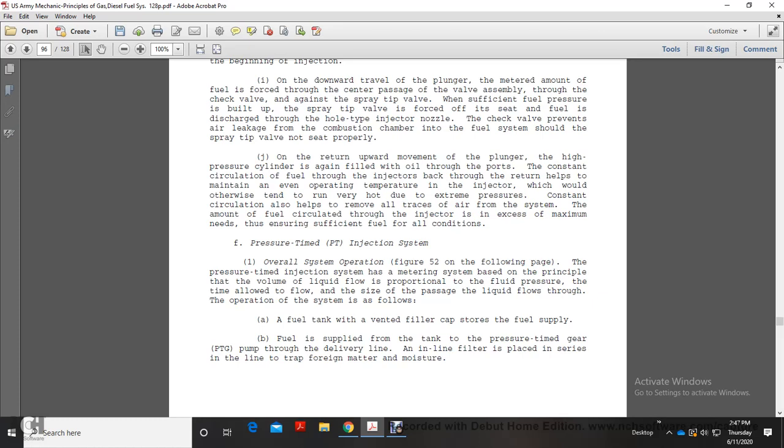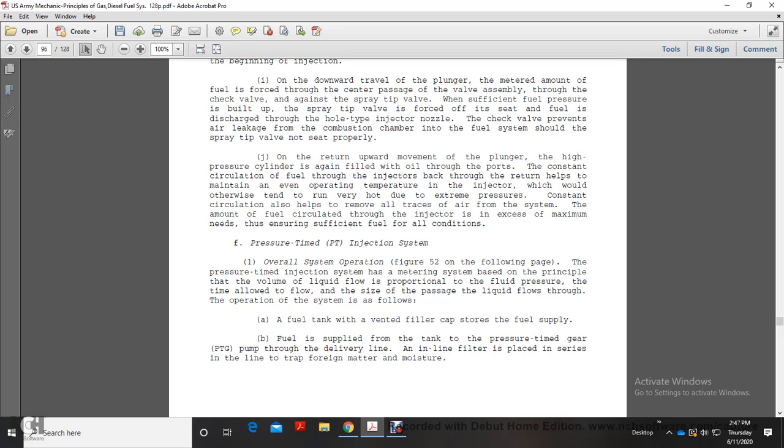Pressure time injection system overall system operation, figure 52, following page. The pressure time injection system metering is measured by the principle of the volume of liquid fuel in proportion to fluid pressure and time allowed to flow.